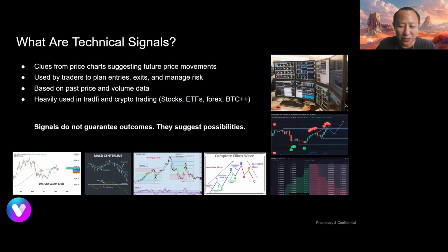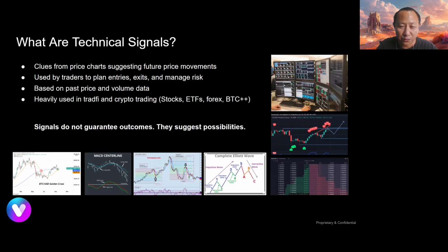Okay, so if you're new to trading, you might have seen these charts floating around in your circles. You may have experimented trying to understand these charts, right? So all of these are related to price, and they are called technical signals, right? So they are clues from the price charts that suggest future price movements. Okay? So that's in a nutshell. And these are used by traders to plan entries, exits, and manage their positions, right?